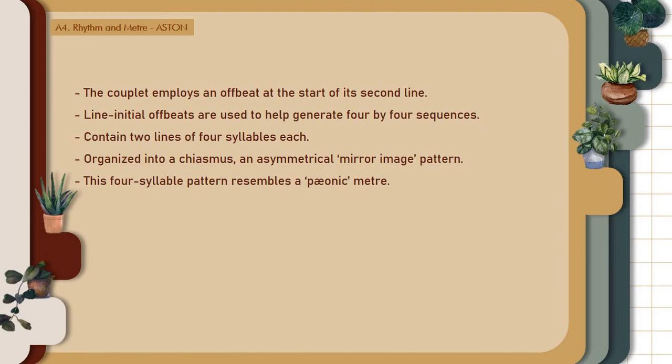The scheme is also organized into a chiasmus, which is an asymmetrical mirror image pattern where the strong to weak pulse, dum-d, is paralleled by a weak to strong pulse, d-dum. Overall, this 4-syllable pattern resembles a Paeonic meter, which is a type of metrical pattern that invites a brisk style of delivery with a cantering or quick tempo of recitation.